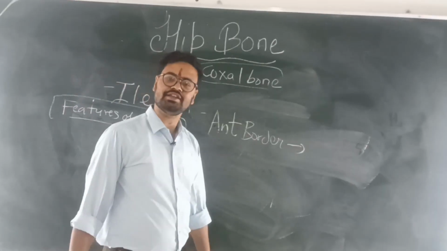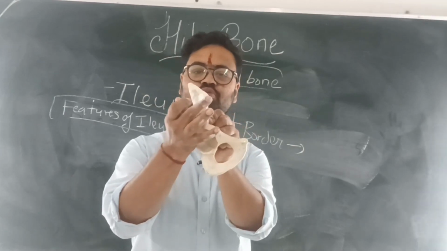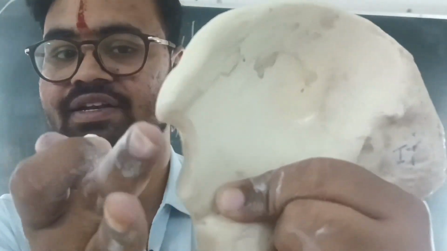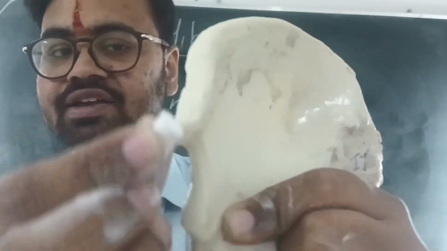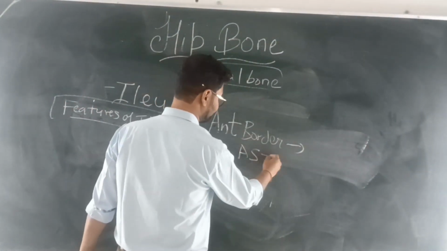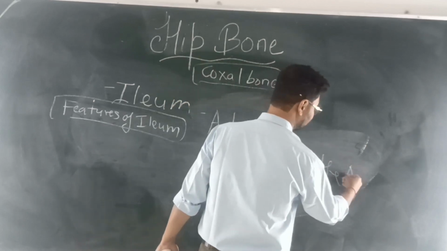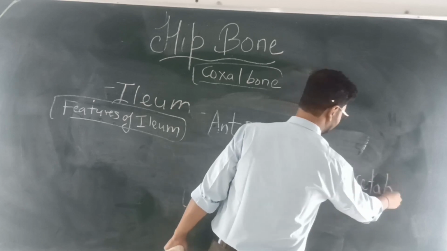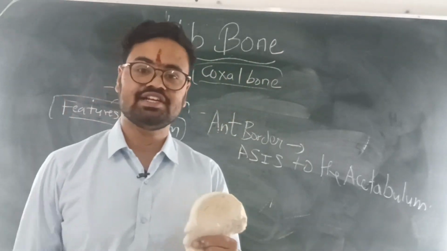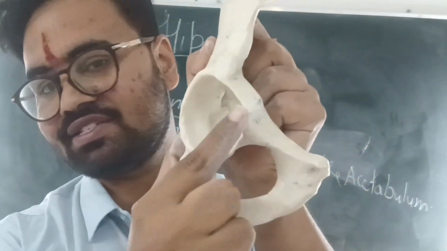So the anterior border extends from the anterior superior iliac spine to the acetabulum. Look at this. This one is the anterior superior iliac spine. What is acetabulum? This one. This deep cup-like structure is called acetabulum.